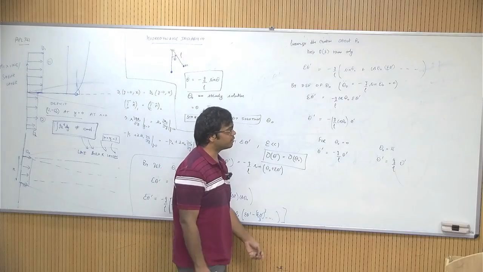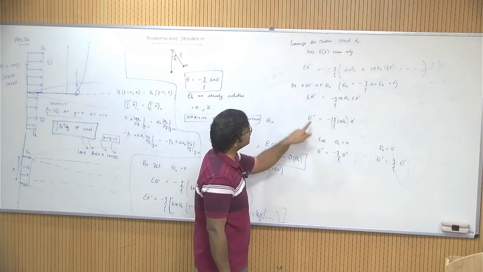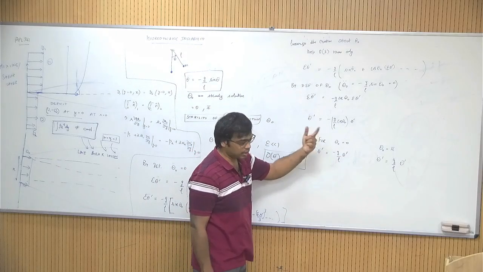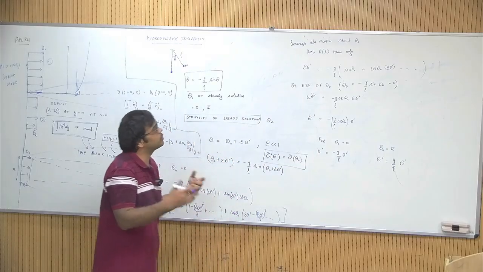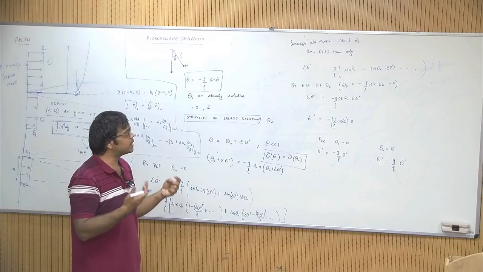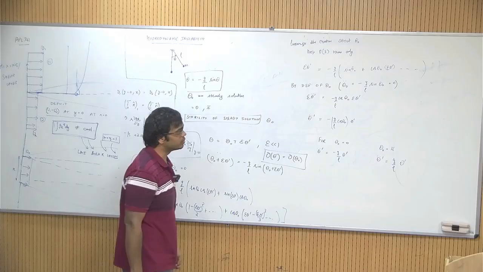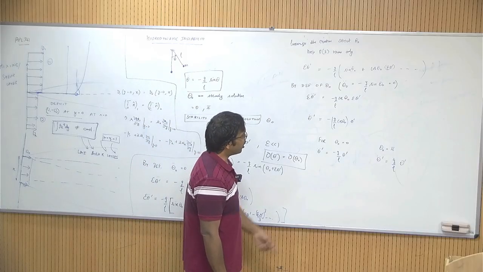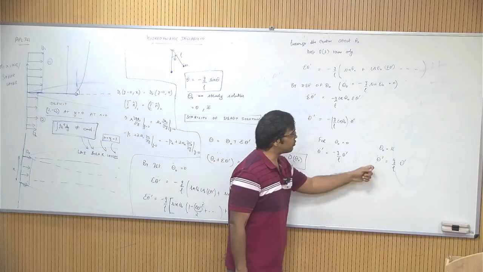which we have derived earlier. Okay, we have done a linearization of the governing equation about theta naught. That is very important to remember. We are always doing linearization about a known solution. Whenever we study stability, it's always linearization about a known solution. Okay, so how do we infer stability from here?